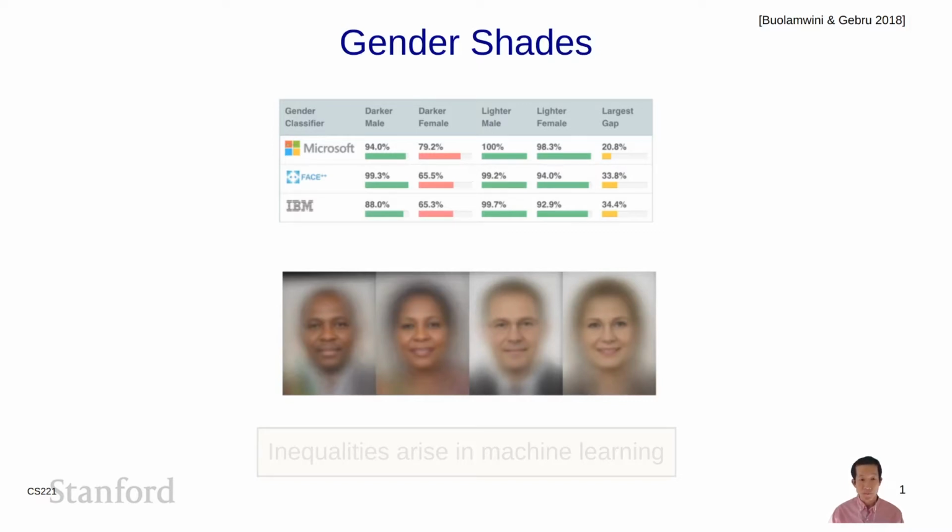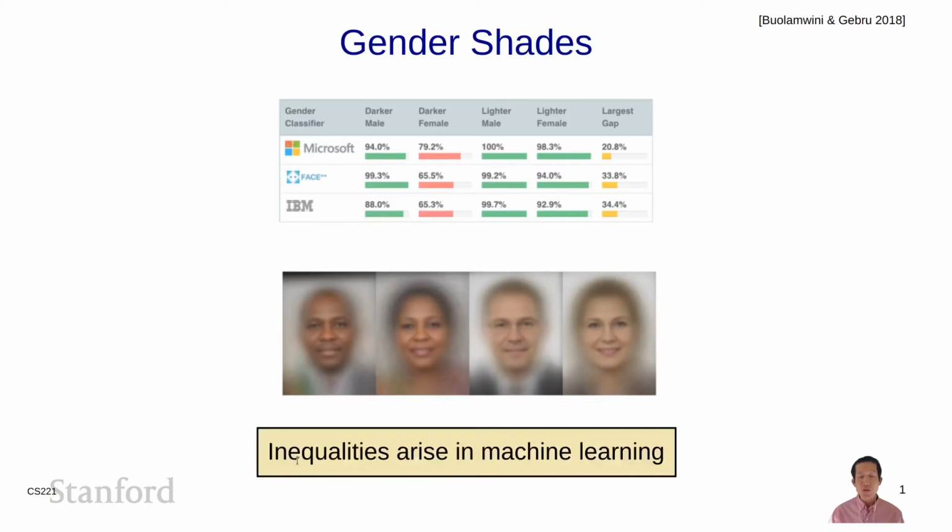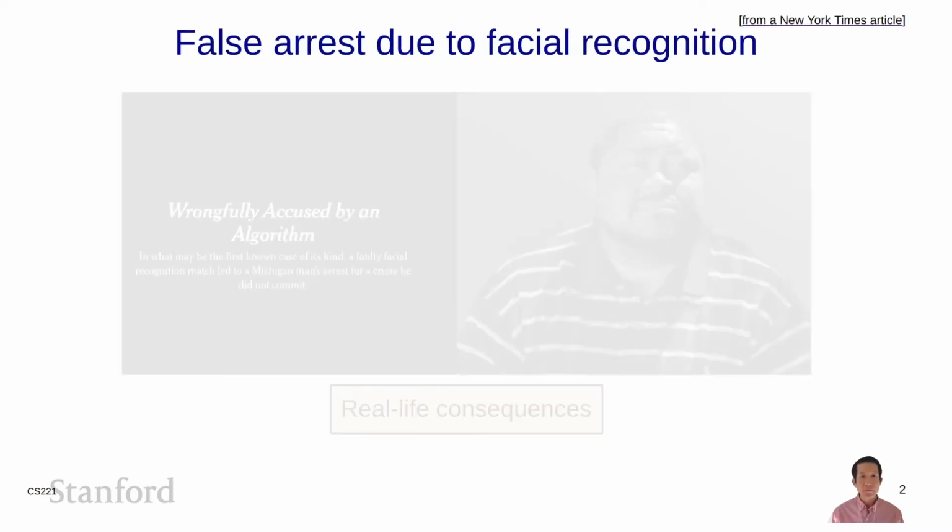much, much worse. So this is a general problem in machine learning, which is that inequalities between different groups arise because machine learning is generally where you minimize the average loss. So these inequalities can have real-world consequences.